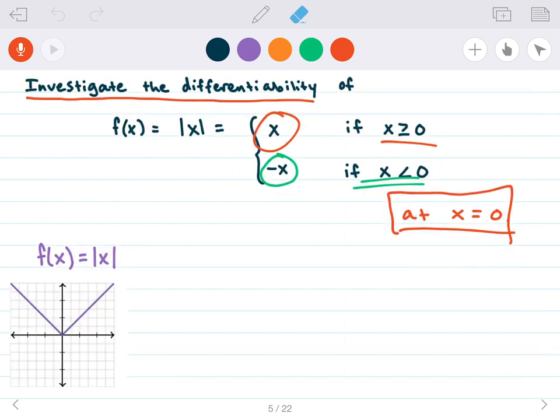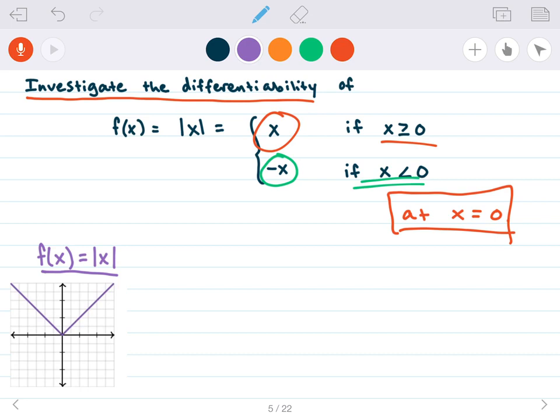So here's our first example. We're going to investigate the differentiability of the absolute value function at x equals 0. So the absolute value function, first of all, I graphed it right here. I used Desmos to get a graph of that. And it can be defined in the following way as a piecewise function. So the absolute value of x is going to equal x if x is bigger than or equal to 0, but it's going to equal negative x if x is less than 0. Okay, so that's a way we can define the absolute value function.